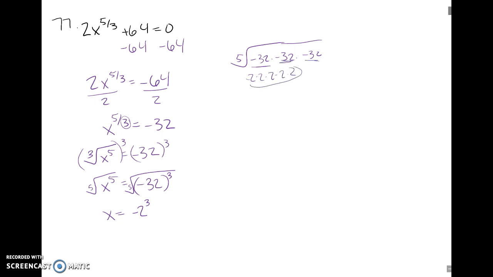So you could do the 5th root first, or you could do the cubing first. Usually it's easier to get smaller rather than bigger if you can. So I did the 5th root of negative 32, got negative 2, and then cubed the whole thing. So then your answer, negative 2 cubed, is just negative 8, and so that is your answer for that one.